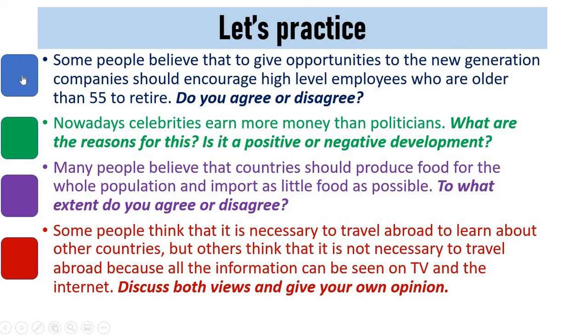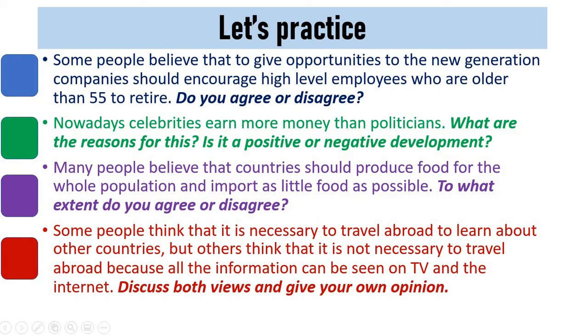You can choose. The blue one is agreeing or disagreeing essay. So this is an opinion essay. The green one is what are the reasons for this? Positive or negative development. This is a two-way question. And the purple one, to what extent do you agree or disagree? This is opinion. And then the red one, this is both views plus opinion. Okay? Just choose one, and I'm going to show some samples.